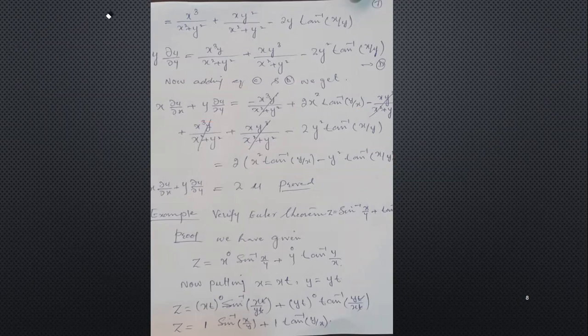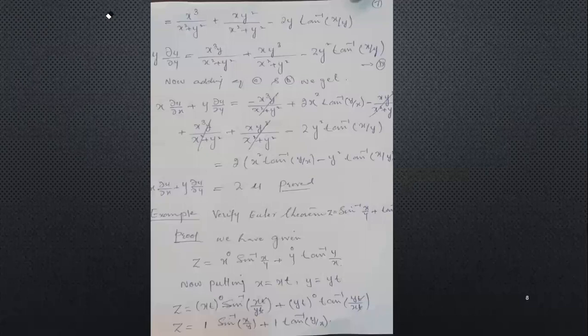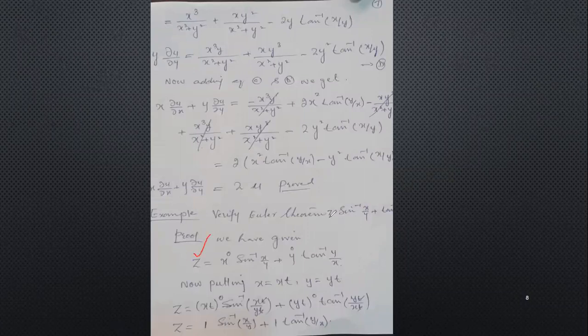Similarly, in the second example, we prove Euler's theorem. Now z is equal to sine inverse x upon y plus tan inverse y upon x. First we substitute x is equal to xt, y is equal to yt.